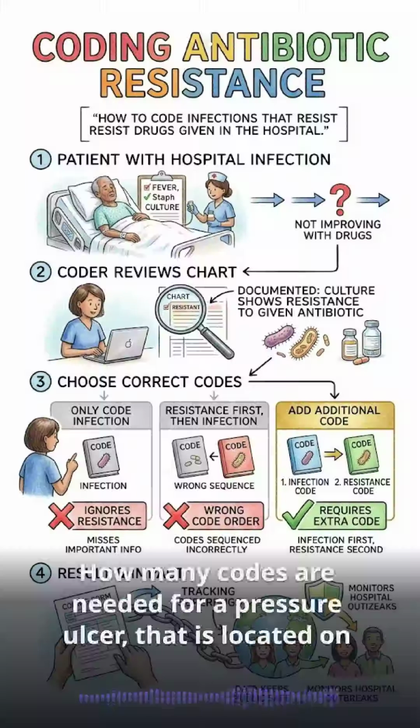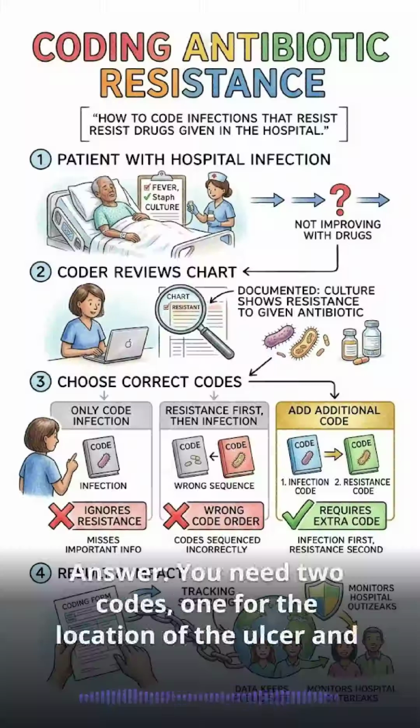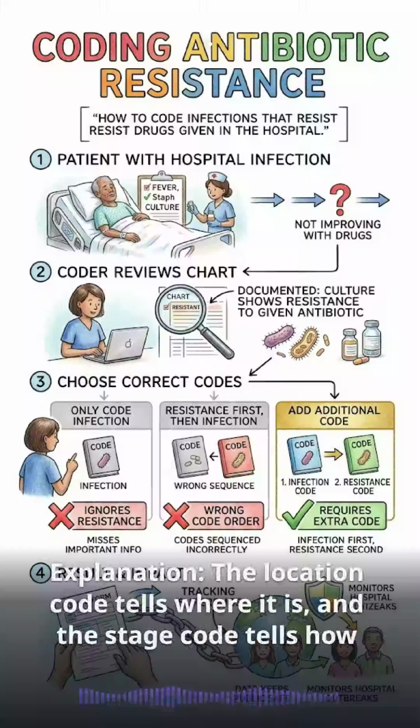79. How many codes are needed for a pressure ulcer that is located on the right buttock? You need 2 codes, one for the location of the ulcer and one for the stage. The location code tells where it is, and the stage code tells how deep the wound actually goes.